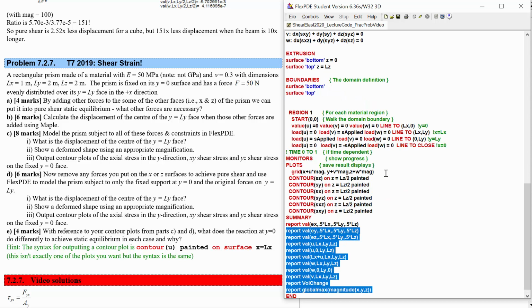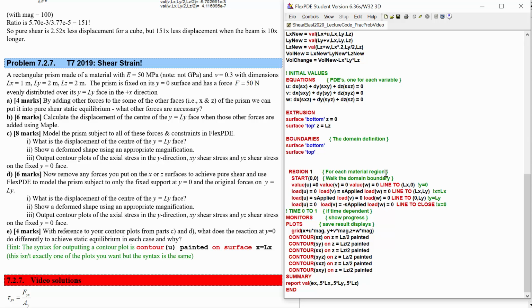I guess we'll put this out. Report U at half Lx, sure, and then all the way Ly, and then half Lz. Yeah, that would be the center of the top face. And that's the only report.